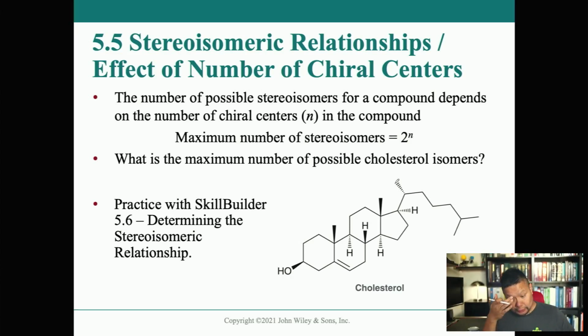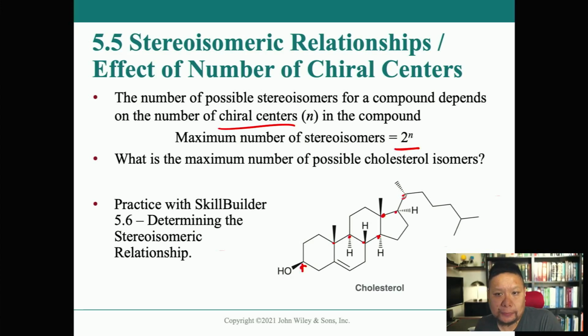So let's take a look here at cholesterol. The number of possible stereoisomers for a compound depends on the number of chiral centers, N, in the compound. So the maximum number of stereoisomers is equal to 2^N. So what is the maximum number of possible cholesterol isomers? Remember what I said before: we have to count the chiral centers, and they're the ones that always have the wedges on them. 1, 2, 3, 4, 5, 6, 7, 8.